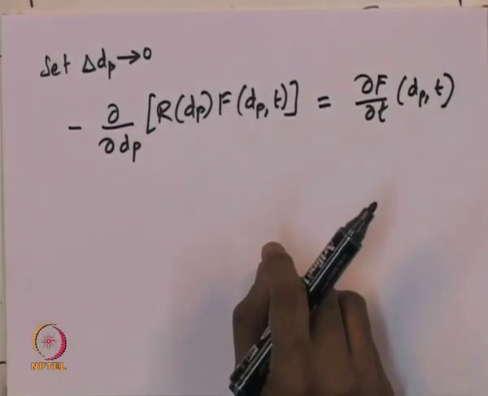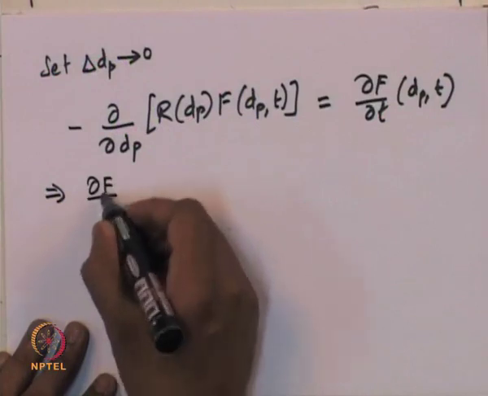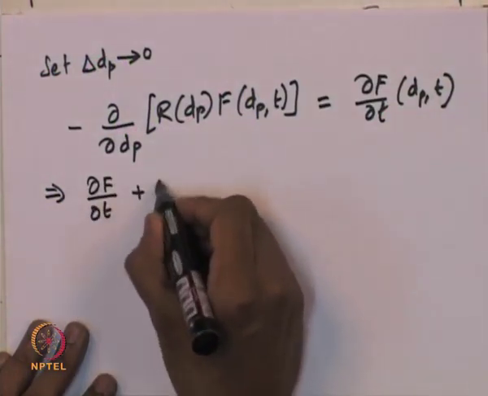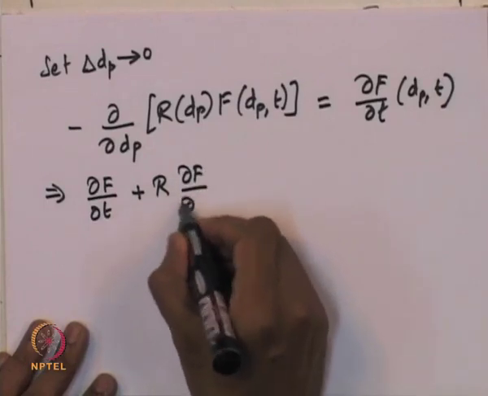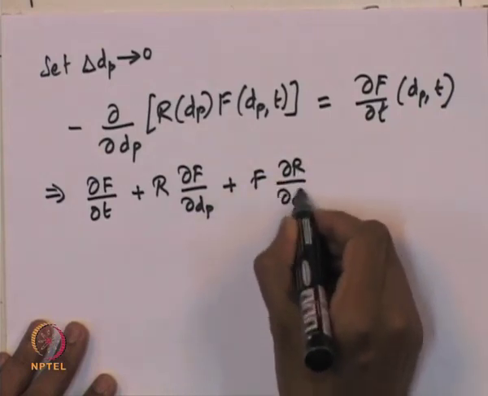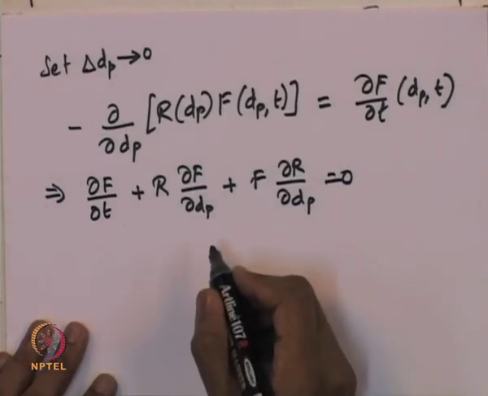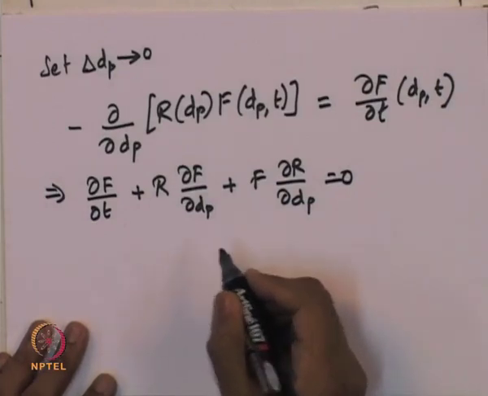Now, what do we do with this population balance? We can solve this equation to find how the radius distribution changes. This can be rewritten as df by dt plus r times df by d dp plus f times dr by d dp equal to 0, where r of dp is essentially the growth rate of the particle of size dp.